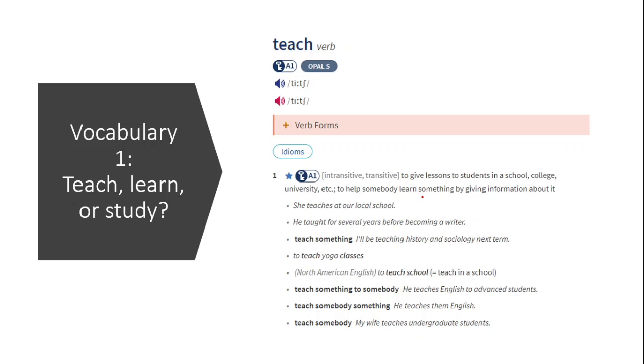The difference between teach, learn, or study. These words cause confusion to some of my students, especially the last 2, learn and study. When do we use learn? When do we use study? Okay, for teach, it means to give lessons to students in school, college, university, etc. To have somebody learn something by giving information. So when you teach, you give information. Okay, I think that's very clear.